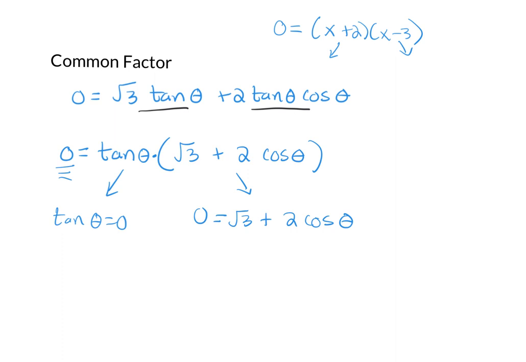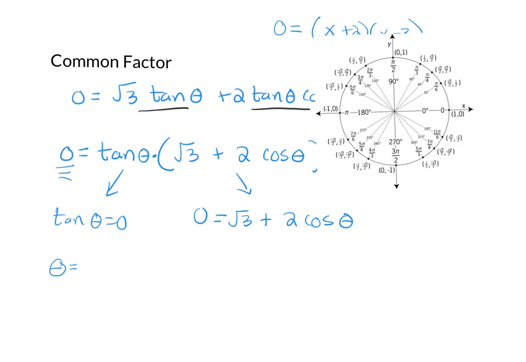So when is tangent 0? Tangent is y divided by x. So tangent is 0 at 0 and pi. So theta equals 0 and theta equals pi.